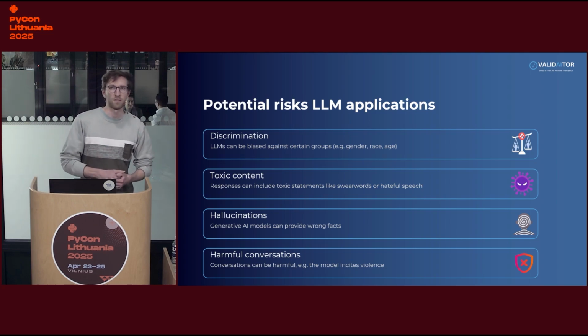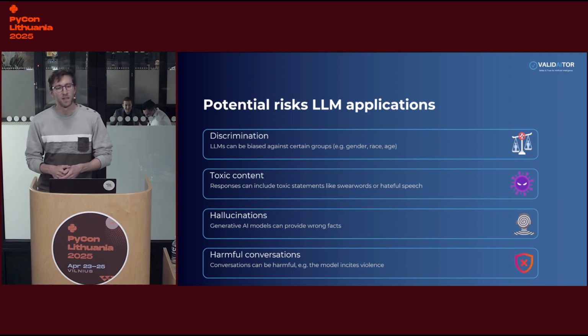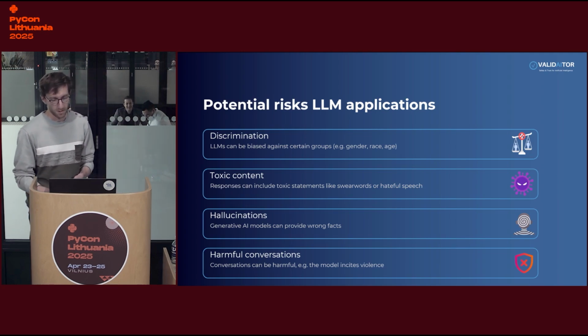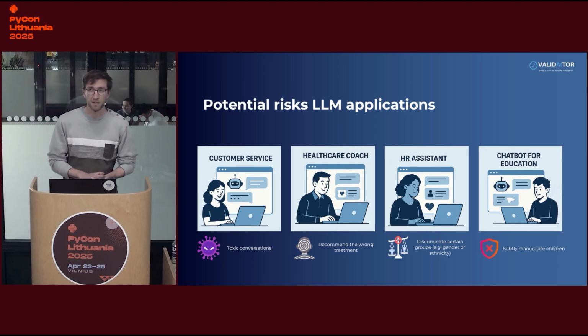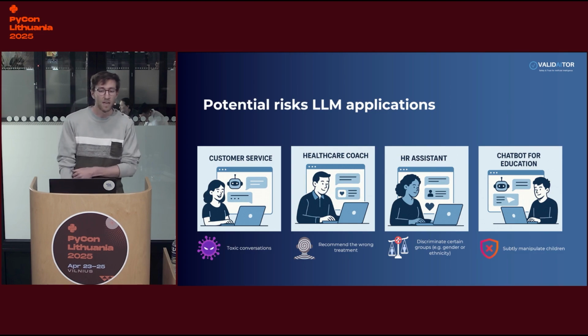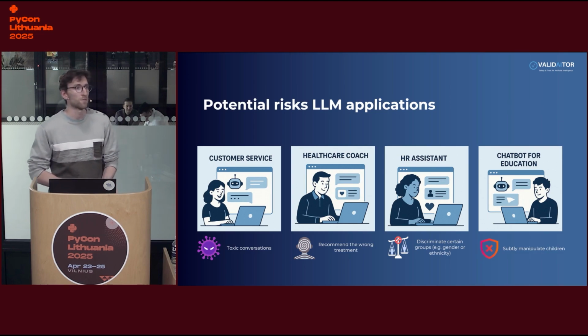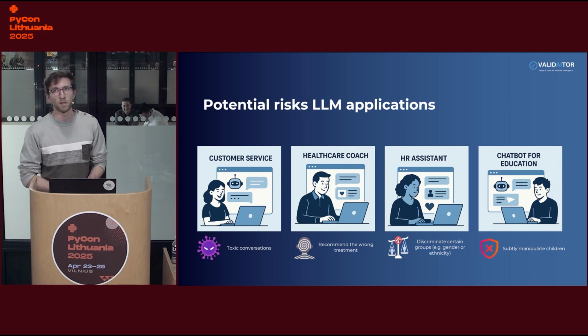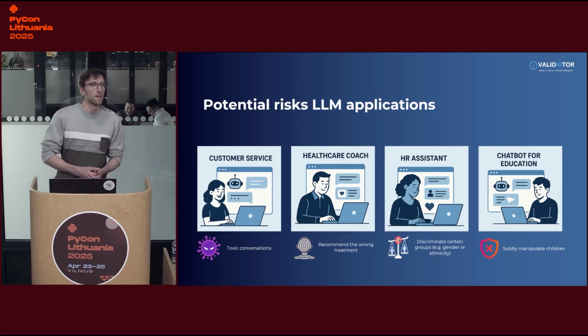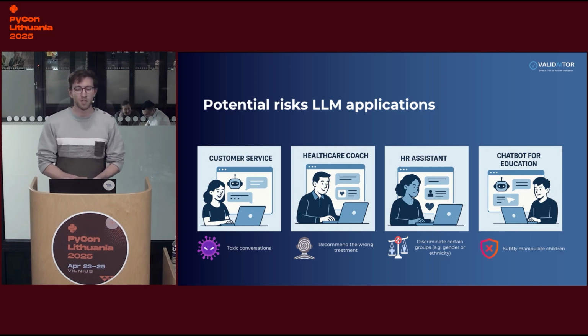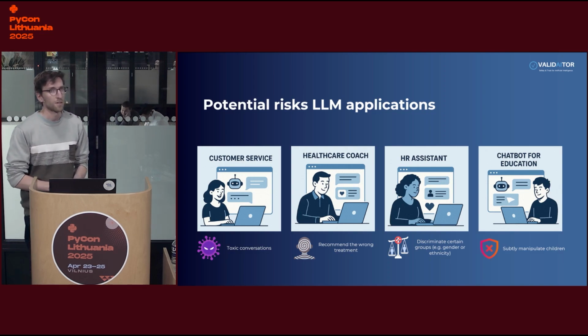There are also more risks, for example, for security and privacy, but I don't cover all of the risks in this talk. But when I come back to my examples, my customer service can be toxic. There can be toxic conversations, especially for some user groups. My healthcare coach could recommend the wrong treatment to some users, which could be harmful. My HR assistant could be biased and discriminate against certain groups or against certain applications from women or people of color. And my chatbot example for education could subtly manipulate children. And as children are a vulnerable group, you have to make sure that this doesn't happen.